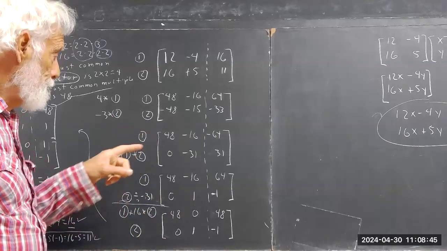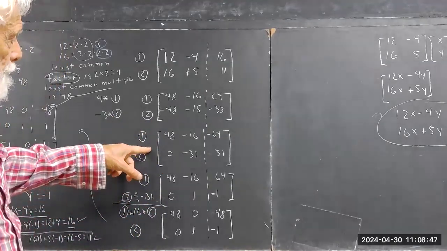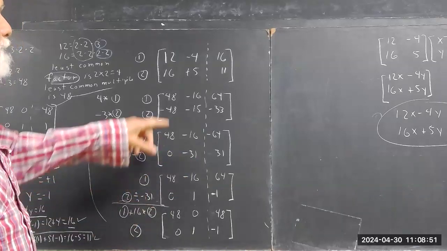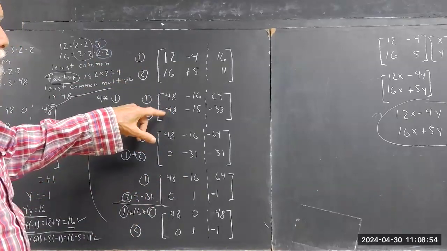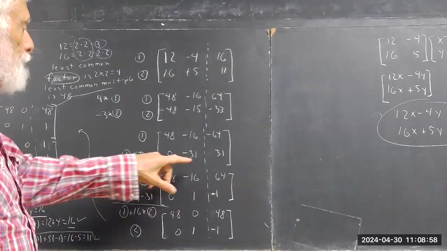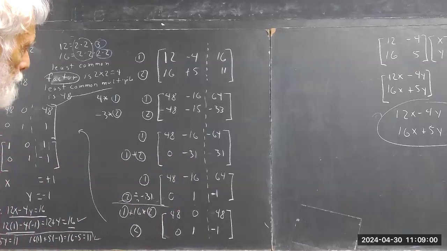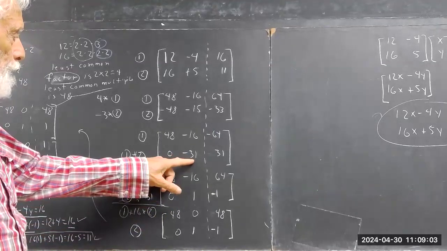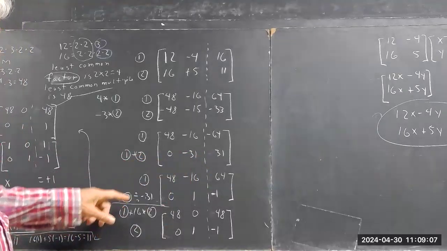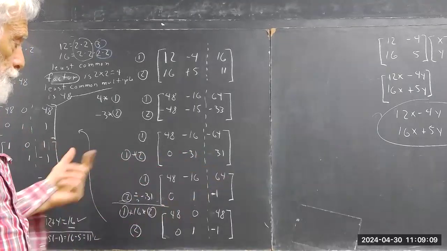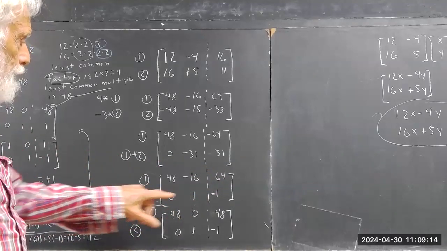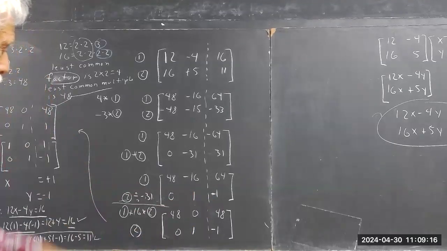Okay, now here we have this augmented matrix. We want a 1 here. Before I said we want 0 here, 0 here, 0 here, 1 here, 0. Okay, we want a 1 here. Well, that's going to be easy to get. If we divide this row by negative 31, we're going to get 1 here. So we write down row 1, and then we divide row 2 by negative 31, and we get what we get.